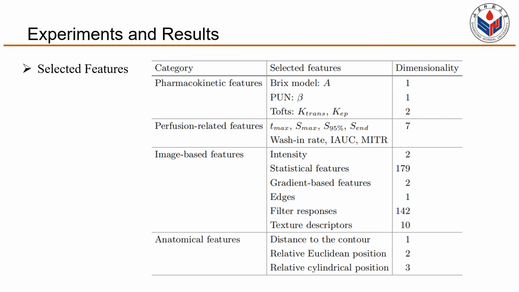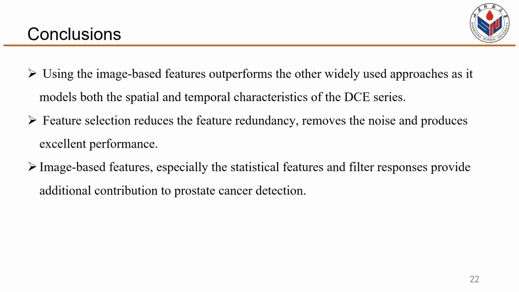Then we can draw our conclusions: using the image-based features outperforms the other widely used approaches as it models both the spatial and temporal characteristics of the DCE series. Feature selection reduces the feature redundancy, removes the noise, and produces excellent performance. Image-based features, especially the statistical features and the filter responses, provide additional contribution to prostate cancer detection.